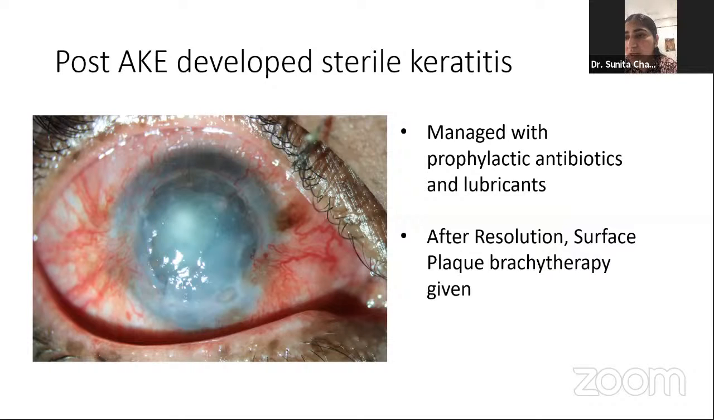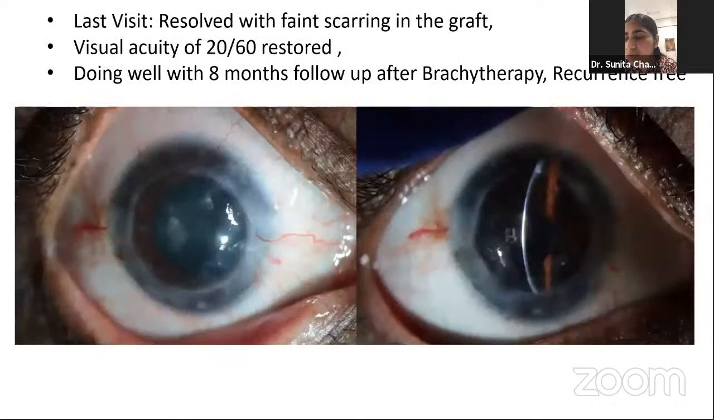So this is at the last visit when she was seen. Her lesion has resolved, the sterile keratitis resolved, and she was given brachytherapy. Following resolution, she had visual acuity restored to 20/60. There was a faint scarring in the graft in the central area where she had developed keratitis, and she was recurrence-free after this.